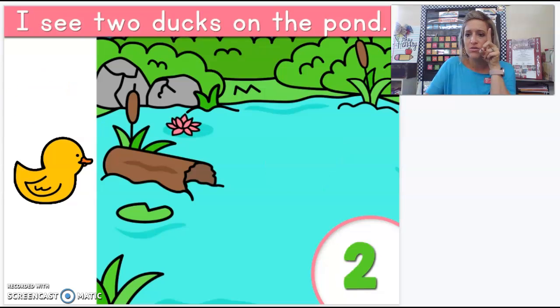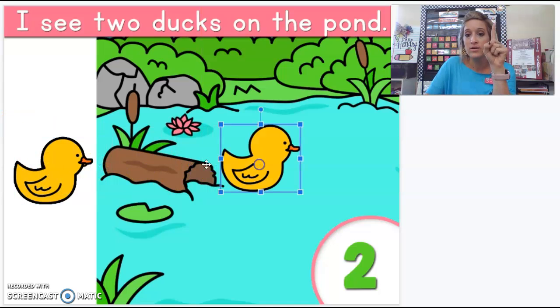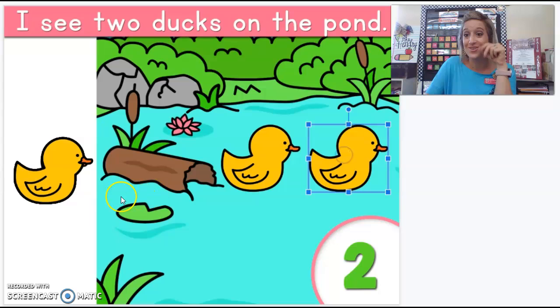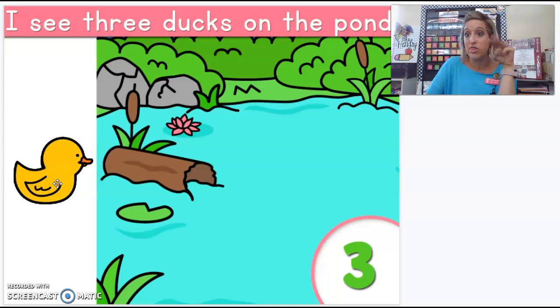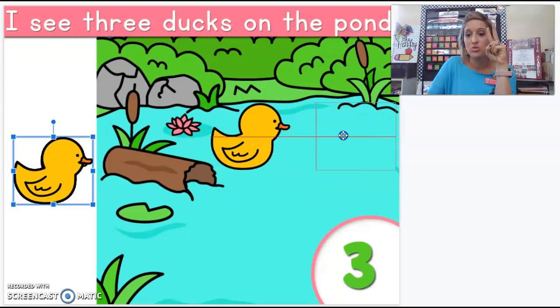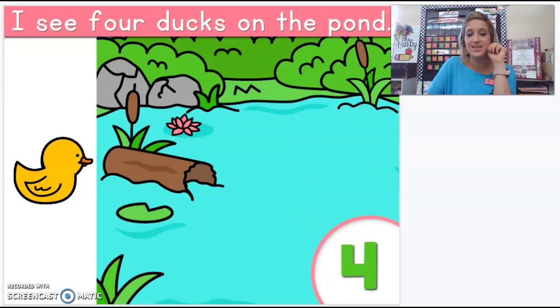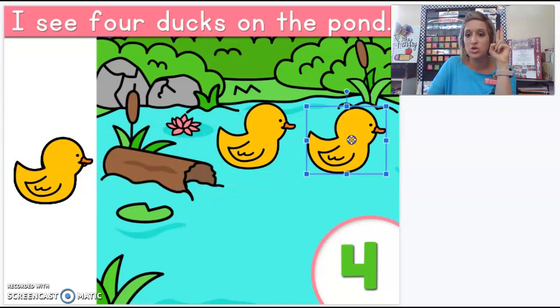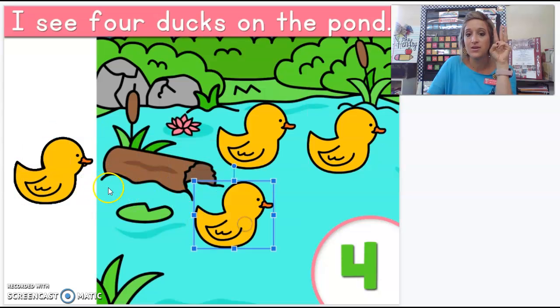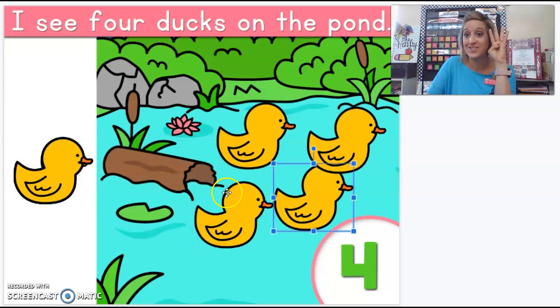Good. Now, this number says 2. So I'm going to drag 2 ducks onto the pond. 2. This one says 3. I'm going to drag 3 ducks onto the pond. Good. Next, this number is asking for 4. So we're going to drag 1, 2, 3, 4 onto the pond.